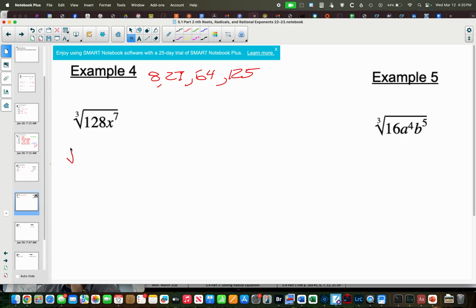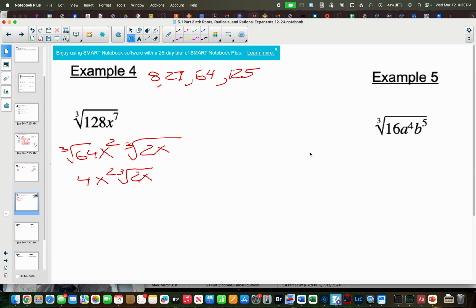All right, so you're going to kind of rewrite this as this. All right, and then you're going to do 7 divided by 3 goes in twice with 1 left over. All right, so what times 64 is 128 is 2, and then you got 1x left over. All right, and so the cubed root of 64 is 4, and then you got x squared. I forgot the cubed here. All right, so this is the cubed root here still, and that's going to be 2x left here. All right, so that's our answer.